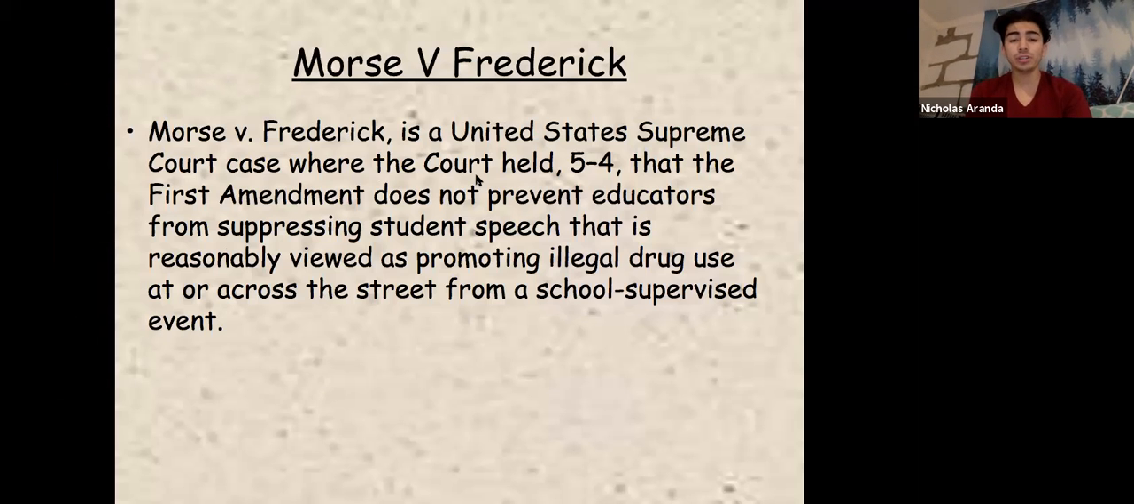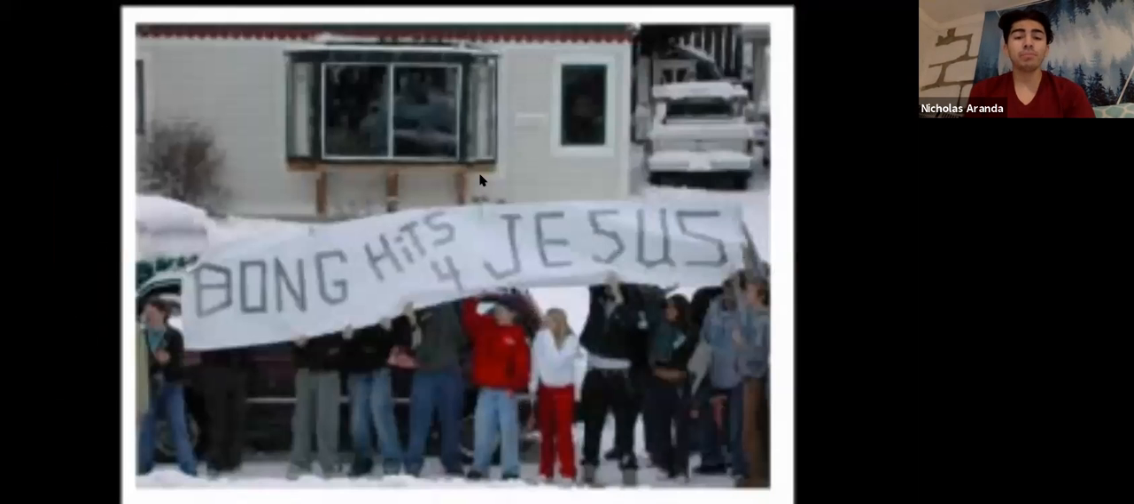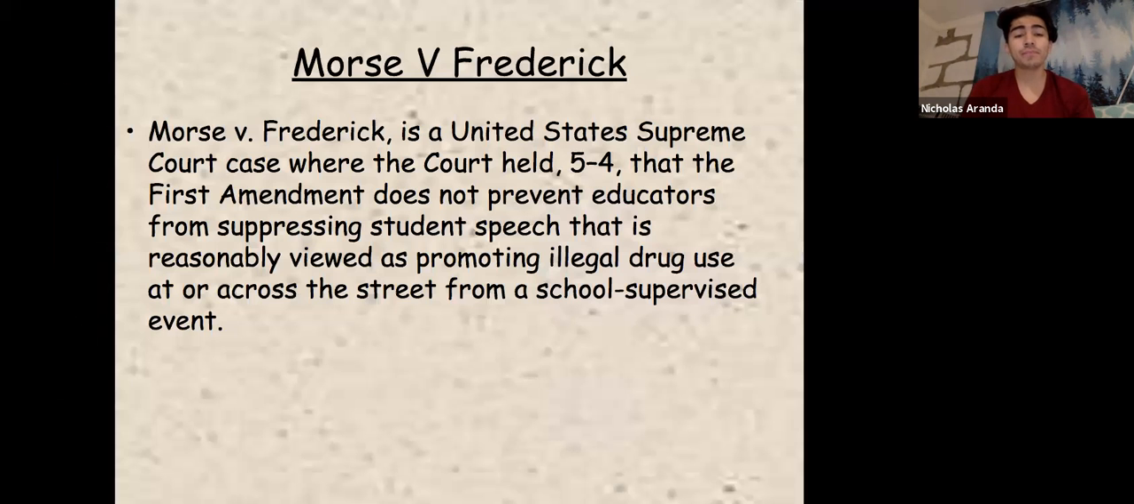So this poster, "Bong hits for Jesus," was being displayed across from a school event. I think the school event related to a conversation around whether the school should allow certain religious groups to use school property to meet. And Morse v. Frederick said again that the school has a right to interfere in the free speech of students.